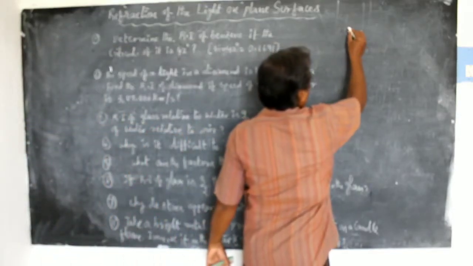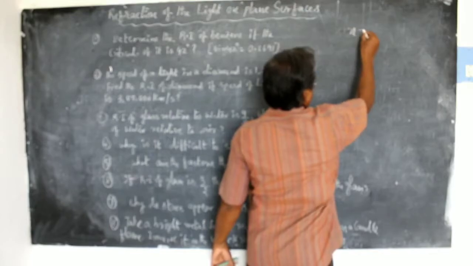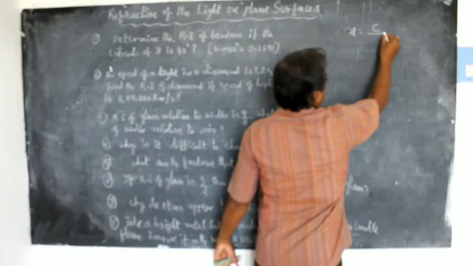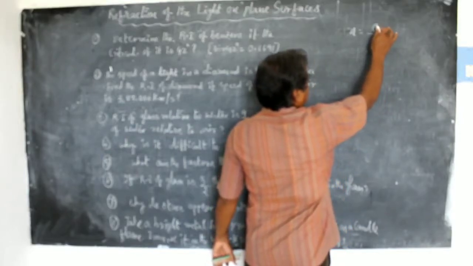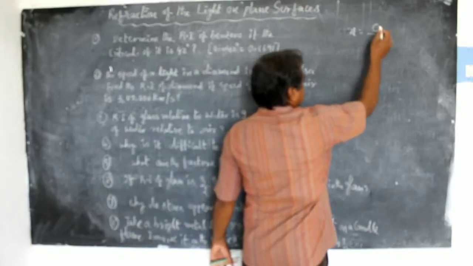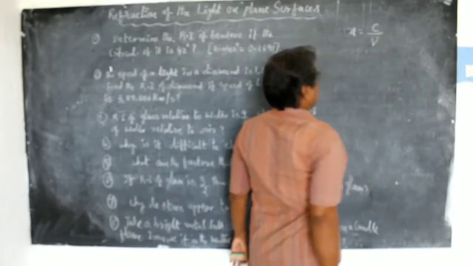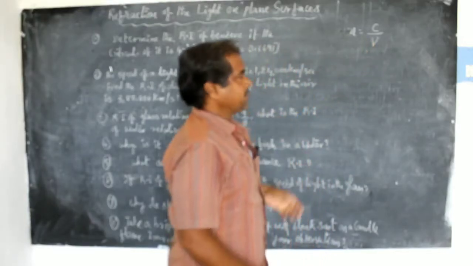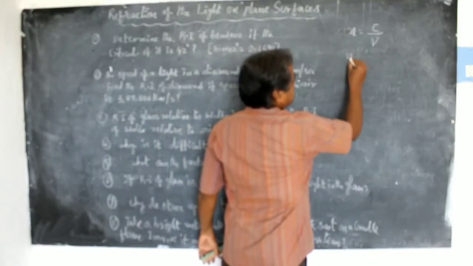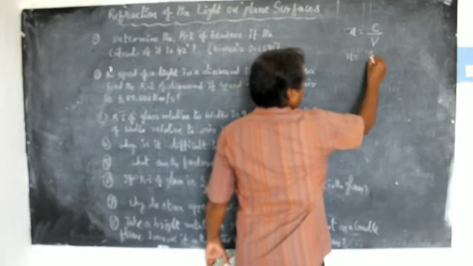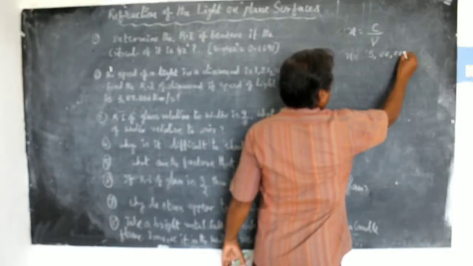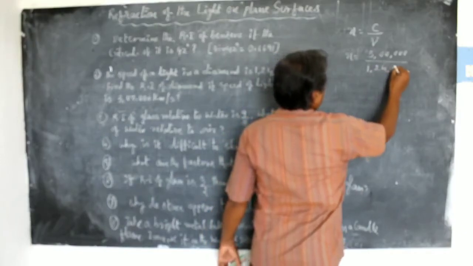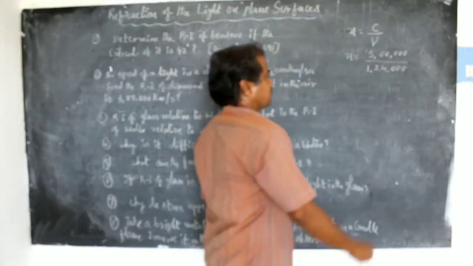For that we have one formula: n is equal to c by v. n is the refractive index of the medium we have taken in this particular context. c is the speed of light in air or in vacuum. It is a standard value. v is the speed of light in the particular medium. Here we are taking diamond as the medium, so n is equal to 3 lakh kilometers per second divided by 1,24,000 kilometers per second.